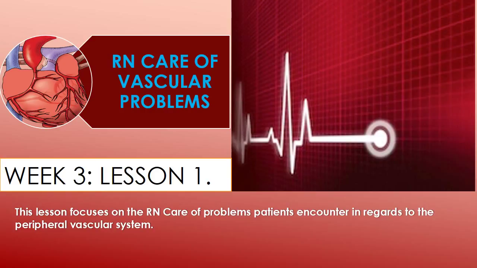This lesson focuses on the RN care of problems patients encounter in regards to the peripheral vascular system. With peripheral blood vessel disease or damage, arterial blood flow is impaired, resulting in ischemia, necrosis, and cell death to the tissues.